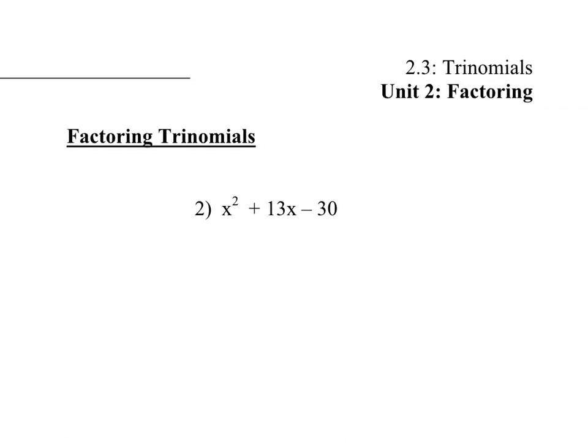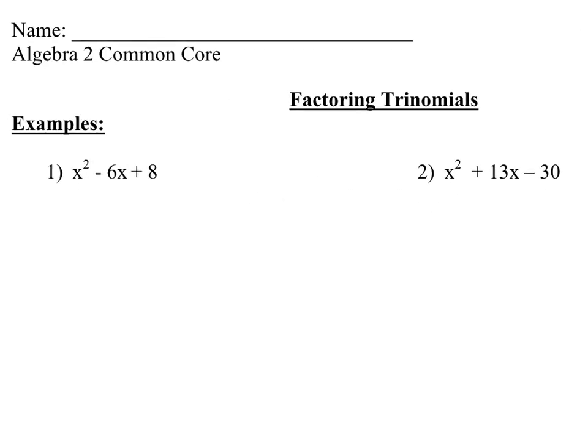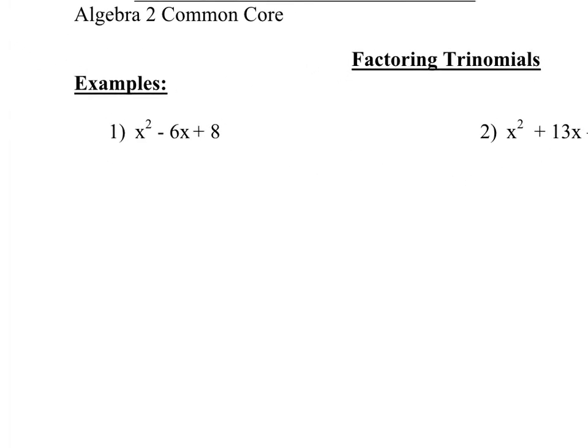Factoring trinomials 2.3. Okay, a trinomial is the result when you multiply two binomials together. You should remember this from when we multiplied two binomials together last week. So what we do here is we have to figure out how to get those two binomials out.